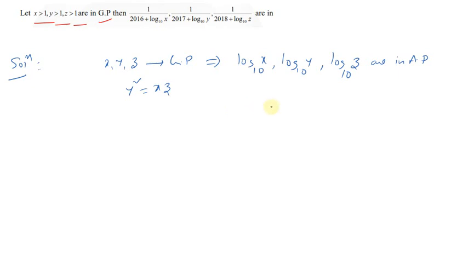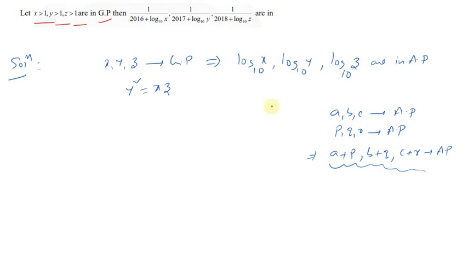Okay, so let me give you one property. For example, let me take A, B, C are in AP, P, Q, R are in AP. That implies A plus P, B plus Q, C plus R are always in AP. So you can take the numbers 1, 2, 3 and 3, 4, 5 like that. Take any so that you can prove the result easily.